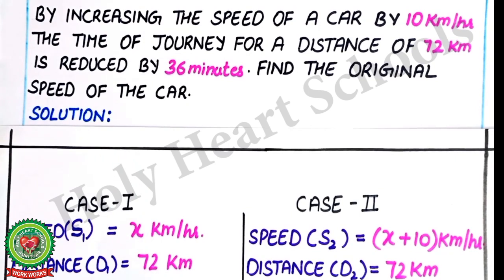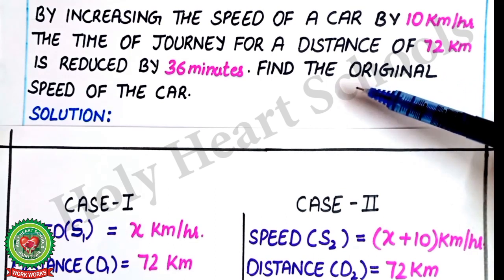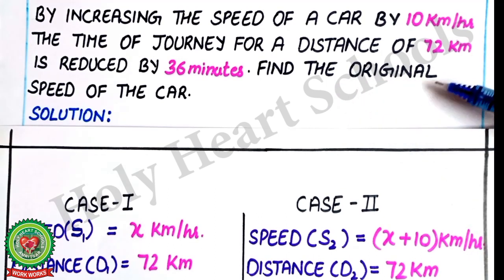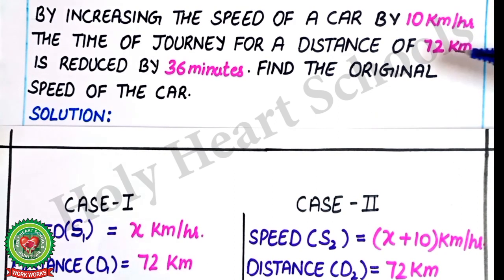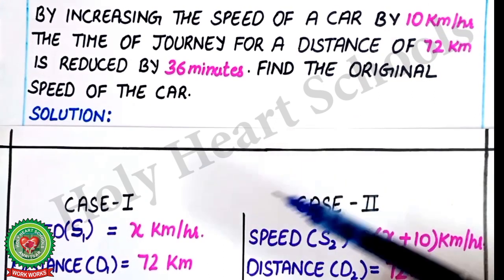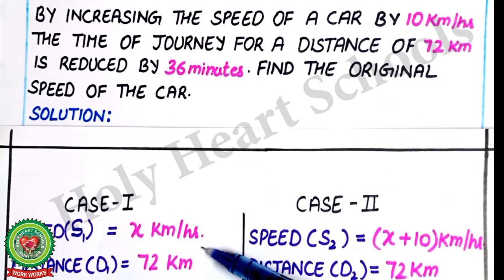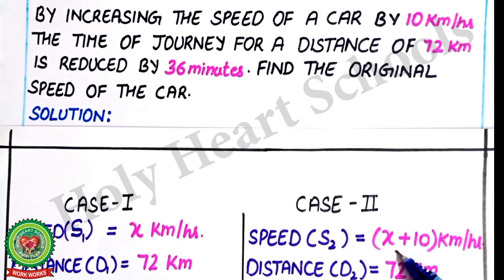The example is: by increasing the speed of a car by 10 km per hour, the time of journey for a distance of 72 km is reduced by 36 minutes. Find the original speed of the car. In this question, the speed is increased by 10 km per hour. It means let the original speed of the car be x km per hour, and after increasing by 10 km per hour, the speed is x plus 10 km per hour, and the distance is 72 km.